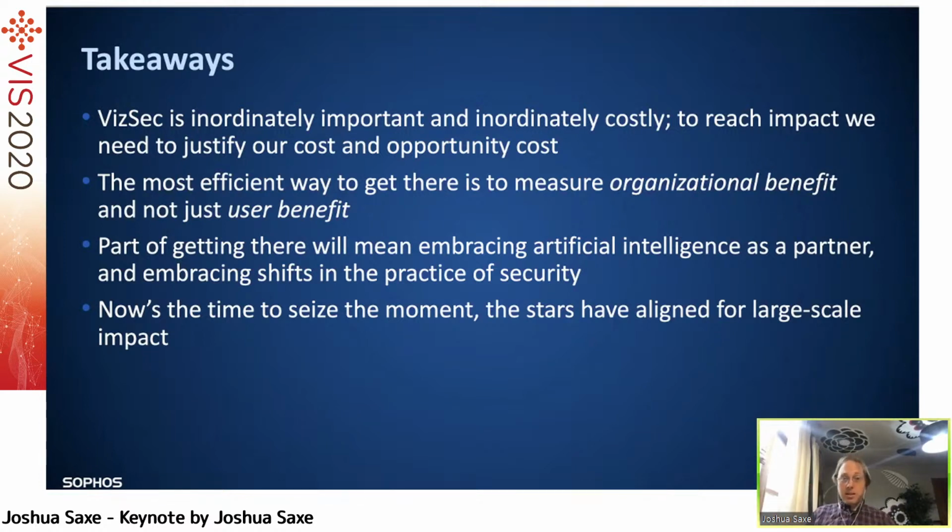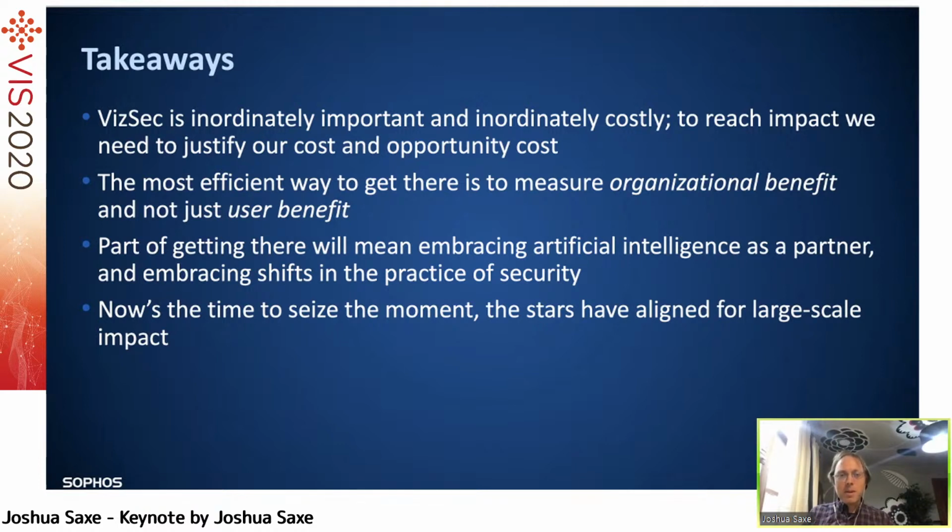Okay, so that's what I wanted to say today. In conclusion, VizSec is inordinately important today. Human judgment is as essential as ever. It's the key ingredient to cybersecurity, and we have the data systems now to allow human judgment to be informed and contextualized by data. I think that's why our field is so important.